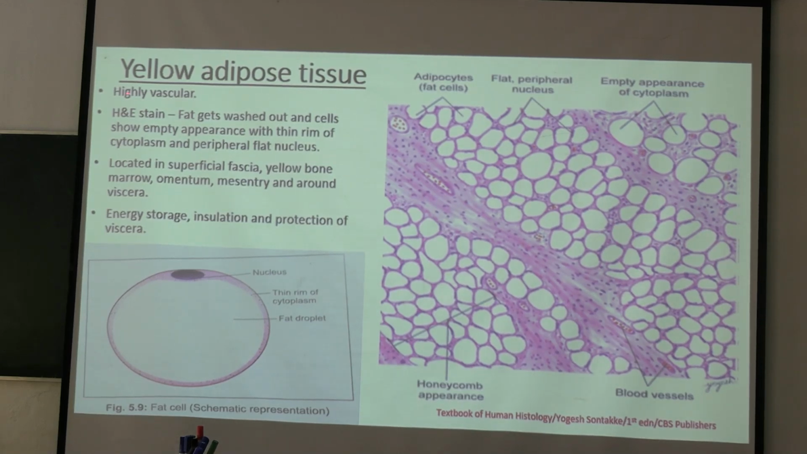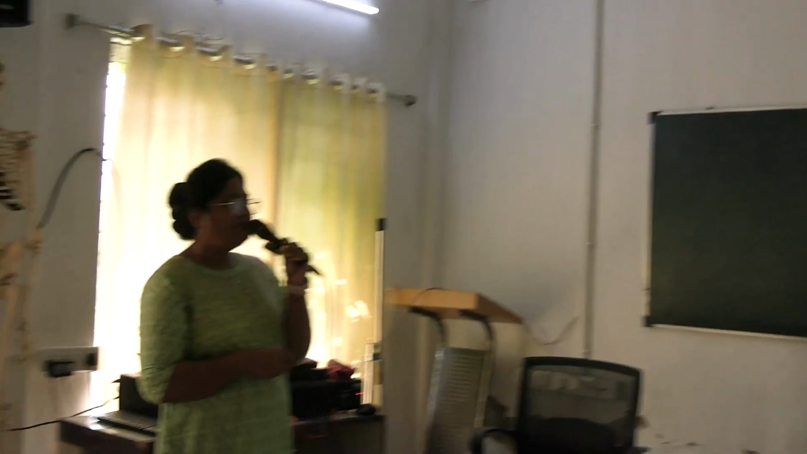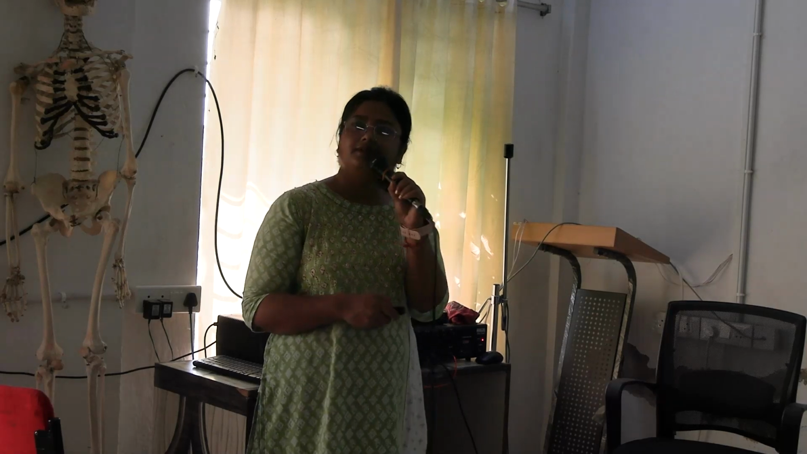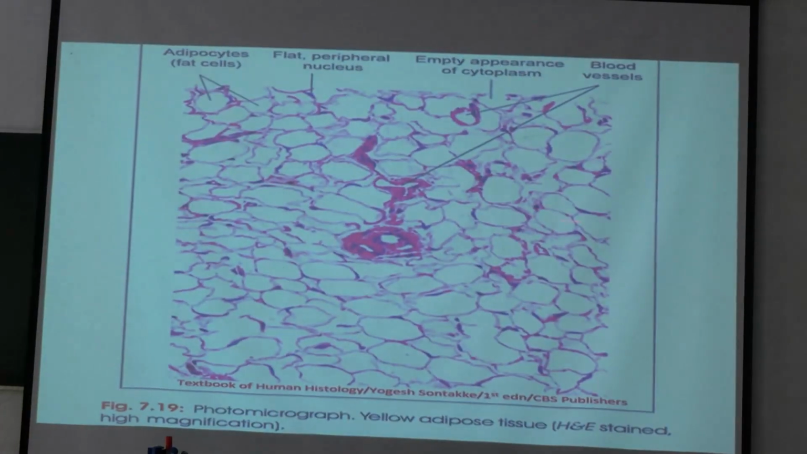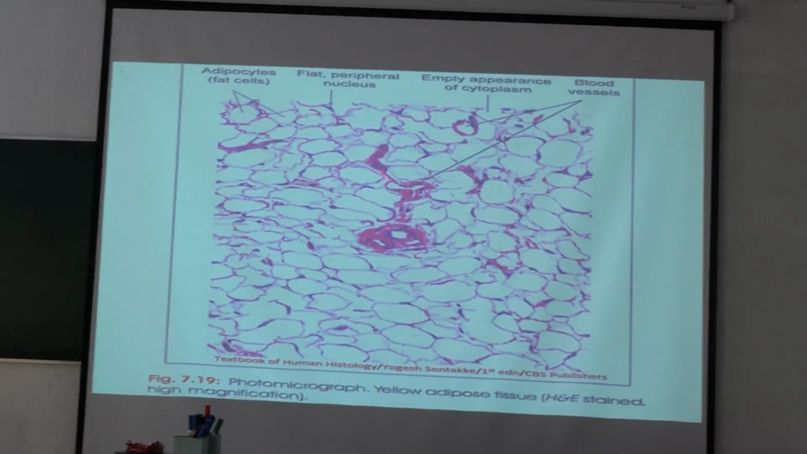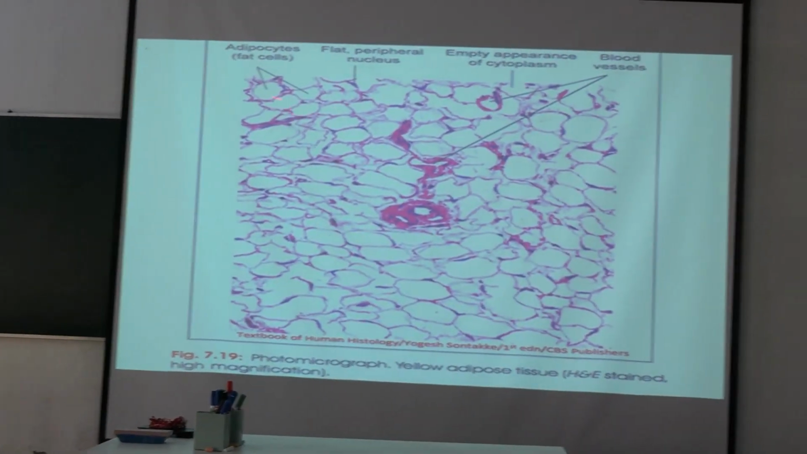So yellow adipose is highly vascular. In HE staining, fat gets washed out, cells show empty appearance with thin rim of cytoplasm and peripheral flat nucleus. Located in superficial fossa, yellow bone marrow, omentum, mesentery around viscera. It helps in energy storage, insulation and protection of the viscera. These are the function. See here, it will look like this. This is high power view. These are the adipose cells, okay, unilocular adipose cells, and these are section of some blood vessels.